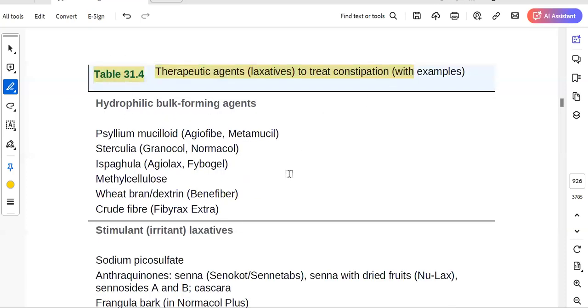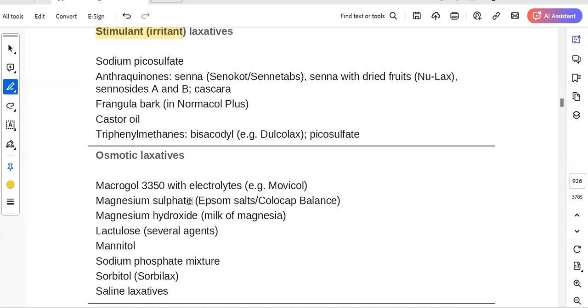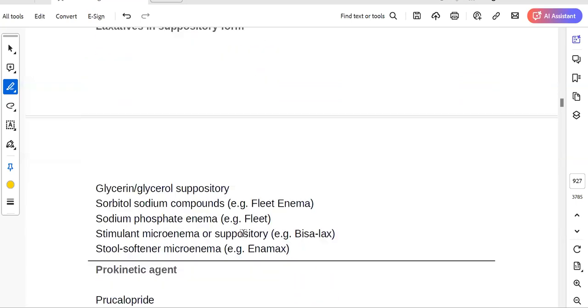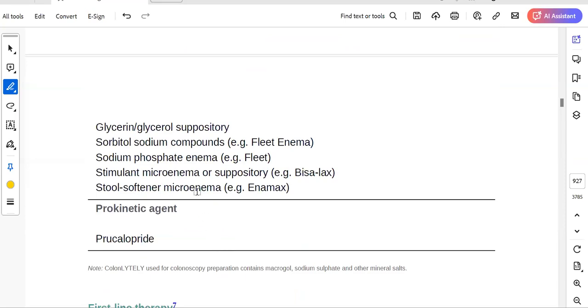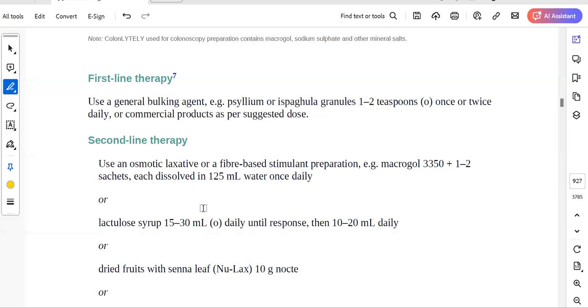you have all of these laxatives. There are some hydrophilic, some stimulant, osmotic laxatives, some stool softening agents, and then some suppositories. Now let's see what is commonly used in Australia, step by step. So first line treatment for any constipation is just using some bulk forming agent. The general bulking agents are psyllium or Ispagula husk. So that will be the first thing that the patient can try.